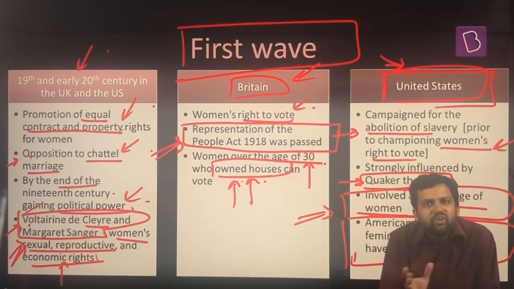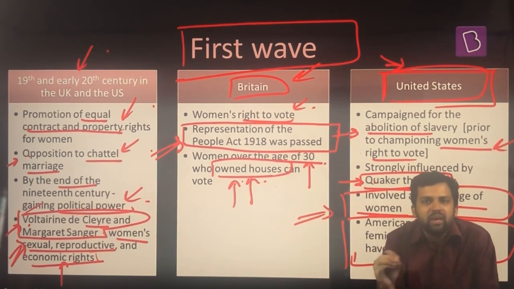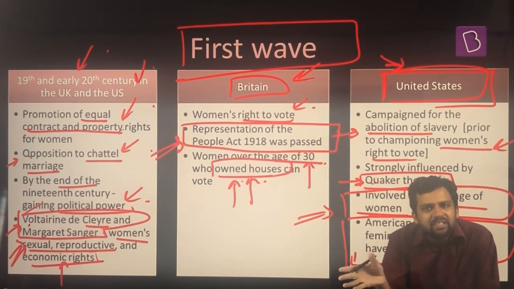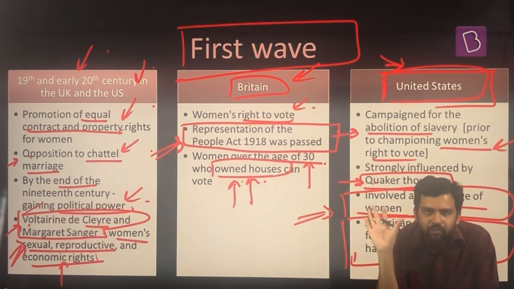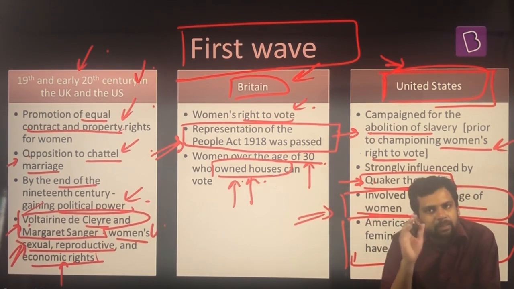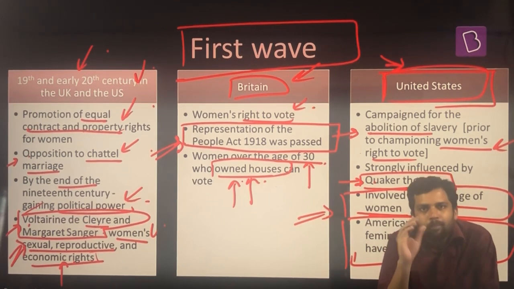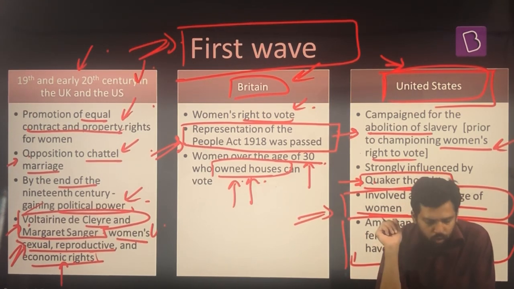So this is the first wave of feminism. What were the issues taken up? Which were the countries which were impacted by it? Property rights, contractual rights, equality in that is being demanded. Opposition to chattel marriage, the husband should not have ownership over the wife. Sexual and reproductive rights were also one of the focus areas. Apart from that, political rights. Women should have the right to vote. These were the changes that the first wave of feminism brought out.